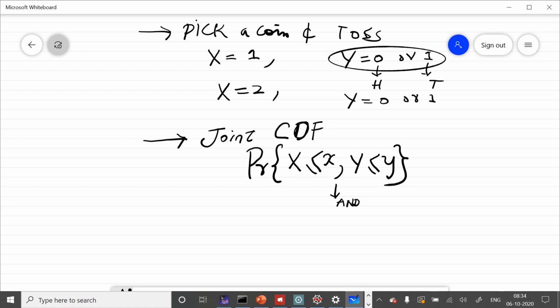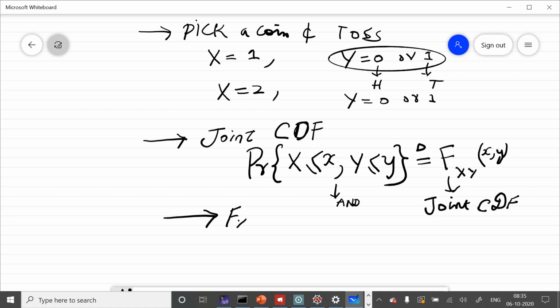Now when you ask this question jointly, this is defined, notation-wise, as F_XY(x, y), with small x and small y, and it's called the joint cumulative distribution function. In this way, this joint cumulative distribution function F_XY is valid for both discrete as well as continuous.